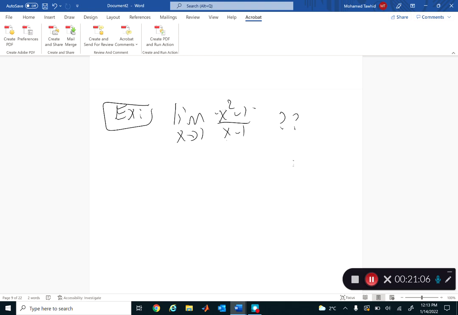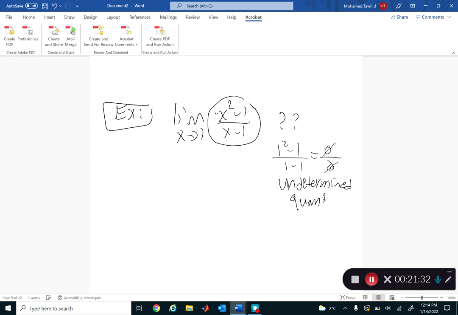Now what happens if you replace x by 1? You get 1 squared minus 1 over 1 minus 1, which is 0 over 0. So 0 over 0, guys, is not 1. We call it an undetermined quantity, which means you have to do something. You have to simplify as much as you can before you take the limit. You cannot really take the limit right away.